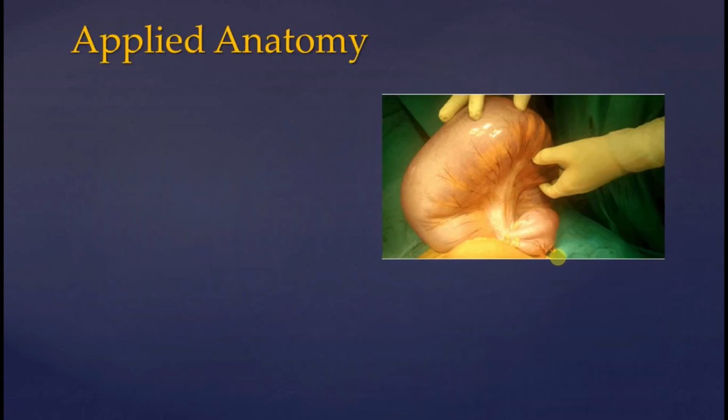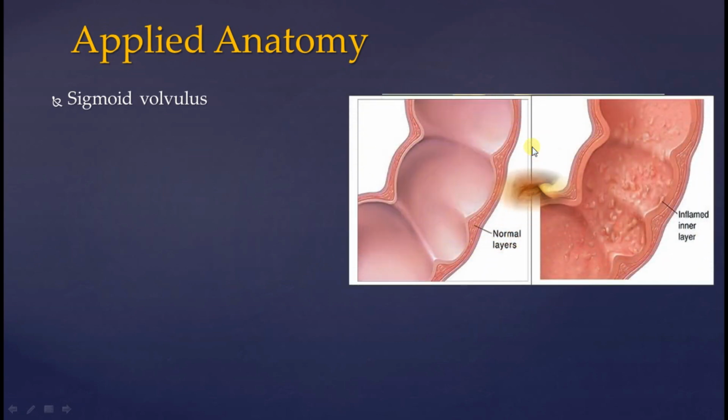So, sigmoid volvulus. It is twisting of the sigmoid colon onto itself, because it is mobile due to the presence of the sigmoid mesocolon. Twisting followed by obstruction is called sigmoid volvulus.